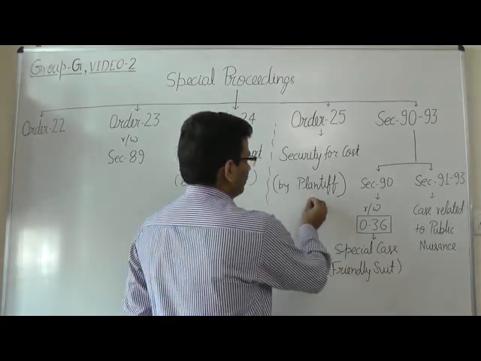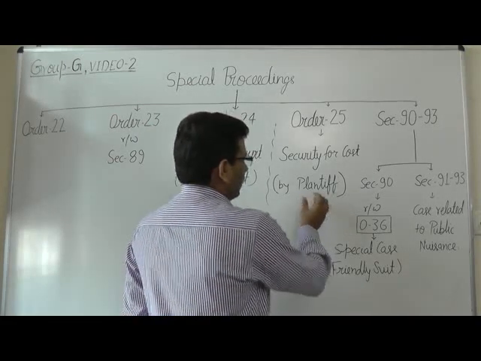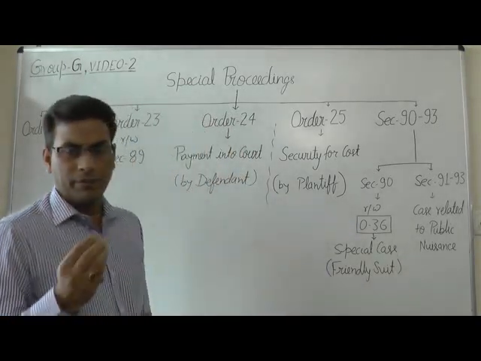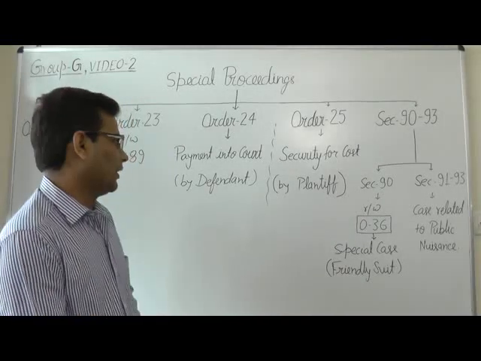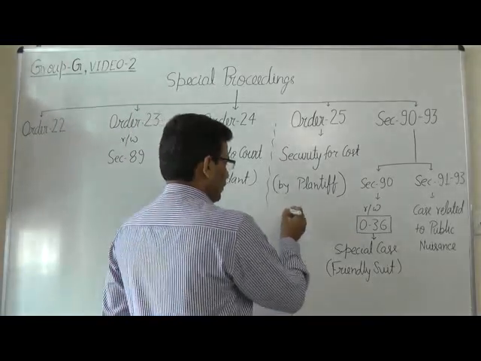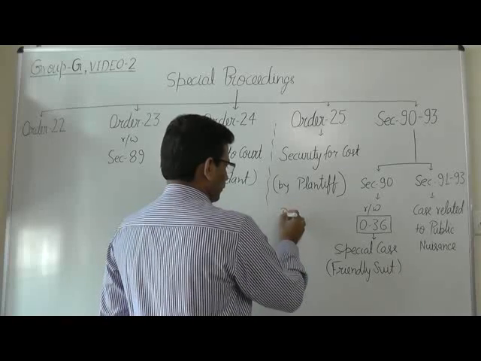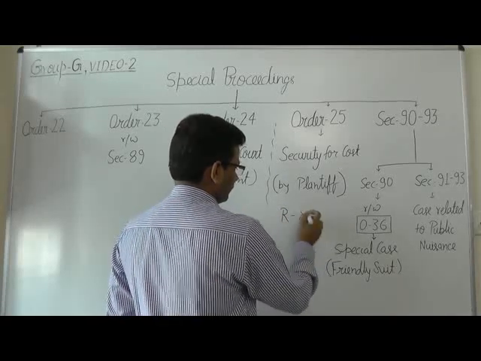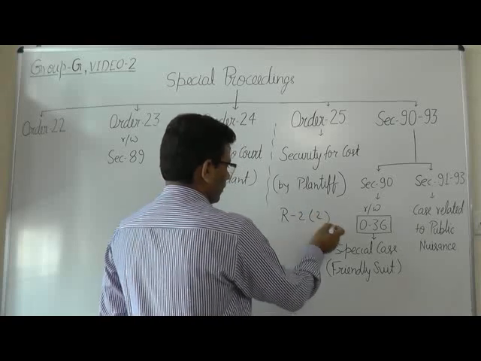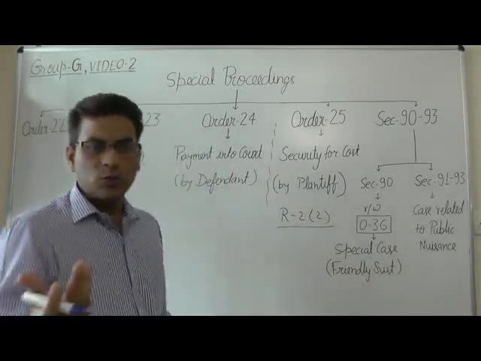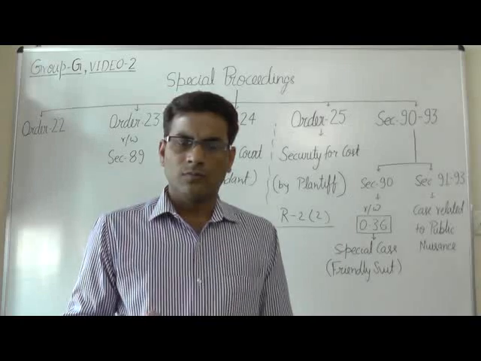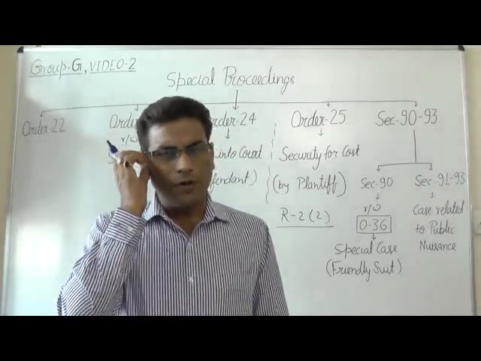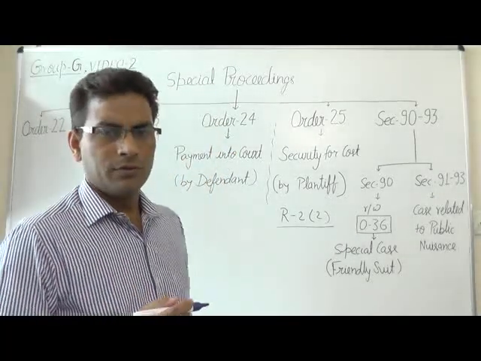if the application made by the plaintiff under sub rule 2 of rule 2 is rejected by the court, then what relief would be available to the plaintiff?